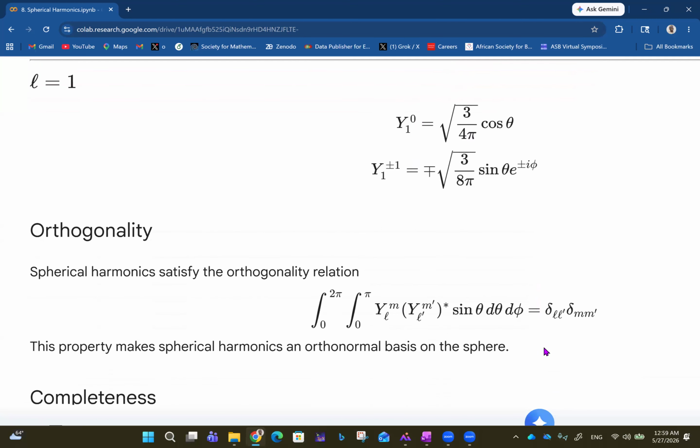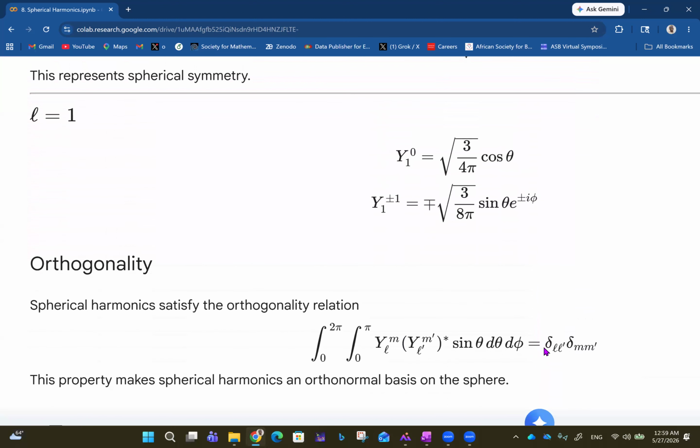And then we also talk about orthogonality, which we saw in the last video too. Spherical harmonics satisfy the orthogonality relation. The expression here is now different. Integral from 0 to 2 pi, integral from 0 to pi of Y sub lm, Y l prime m prime star, sine theta d theta d phi equals delta ll prime delta mm prime. This property makes spherical harmonics an orthonormal basis on the sphere. In case you're wondering what an orthonormal basis is, you may want to check my playlist on, most likely, linear algebra, where we talk about things like orthonormal basis and all of that.